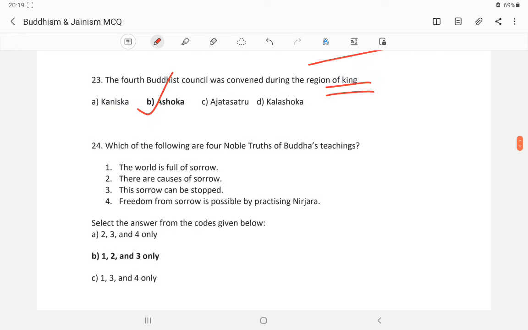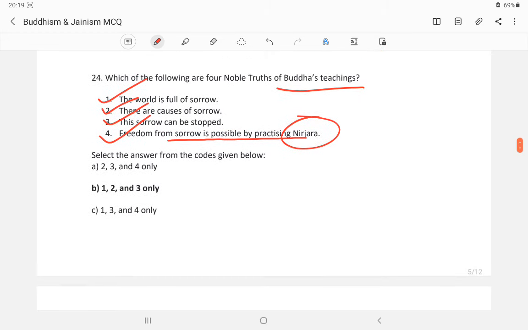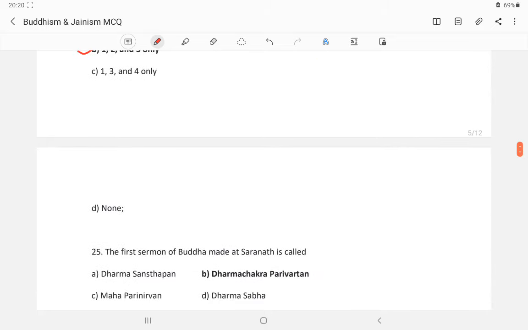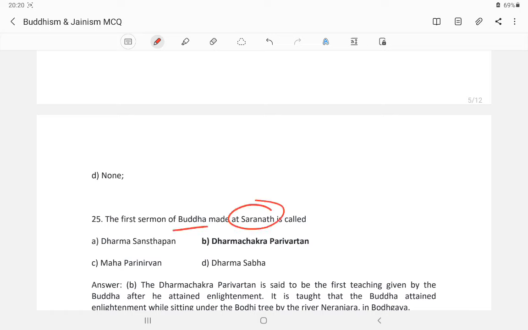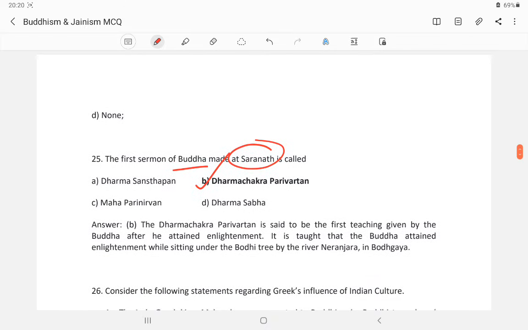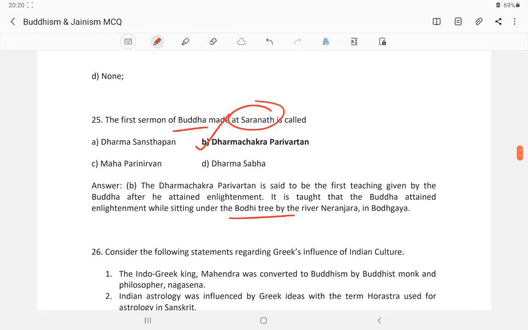Next, which of the following are the four noble truths? Buddha said the world is full of sorrow, and sorrow has a cause, and it can be stopped. Freedom from sorrow is possible by practicing nirjara, which means fasting and praying. So it is 1, 2, and 3. Not nirvana, nirjara. The first sermon of Buddha is called Dharma Chakra Pravartana at Sarnath. Enlightenment was near the Bodhi tree at Bodh Gaya in Bihar.